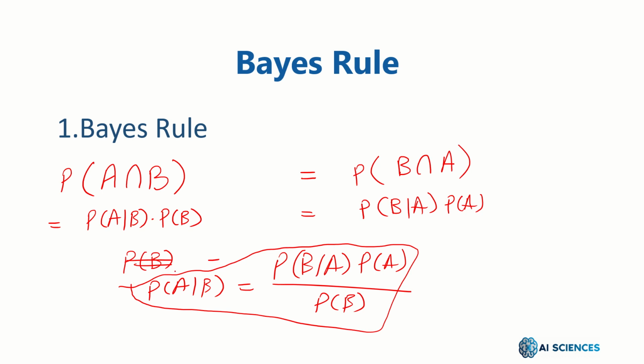Almost all the classifiers, all of machine learning, stand on this rule. And that rule comes very naturally through conditional probability. So the probability of A given B is simply the probability of B given A times the probability of A, divided by the probability of B.